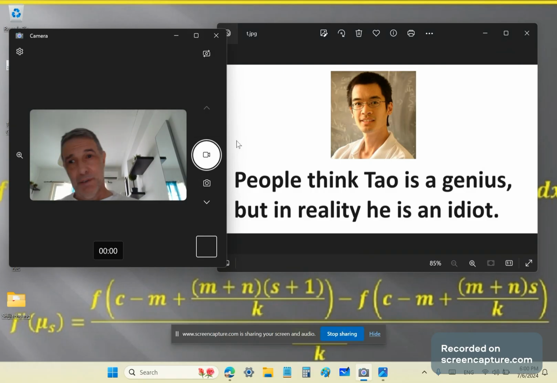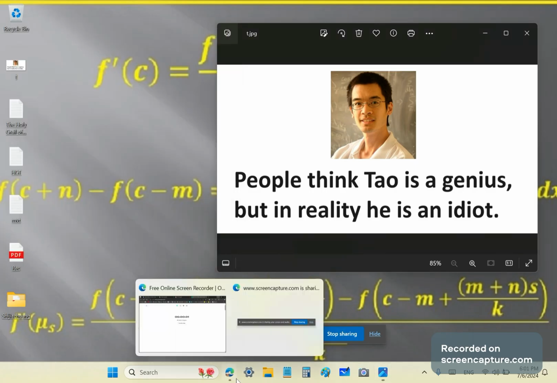Now, the idiot you see on the right-hand side is somebody called Terrence Tao. Most people think he's a genius, but in reality, he's nothing but a stupid mainstream academic. And he is known most famously for the Tao-Green theorem about prime numbers, would you believe? So, having said that, let's begin.